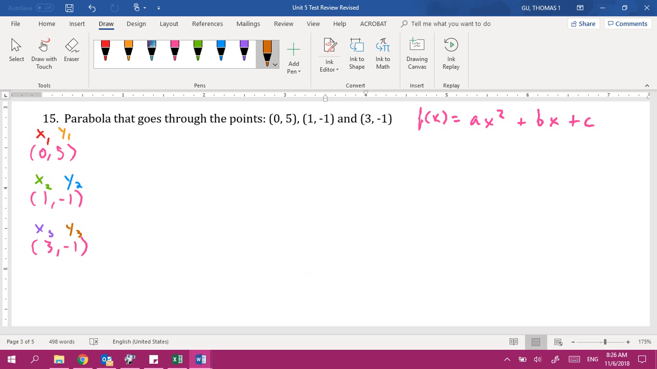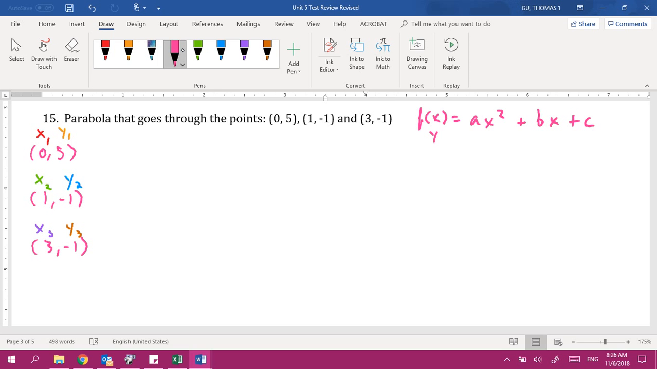All right, so then with each of these points, what do I do with them? Does anybody know? We put them into what? Into the standard form equation. Remember, f of x is the same thing as y, right? And so we just take each of the points and substitute them in. That will give us our 3 equations.